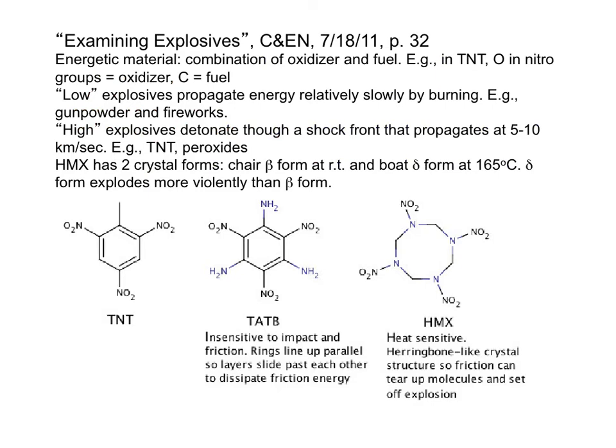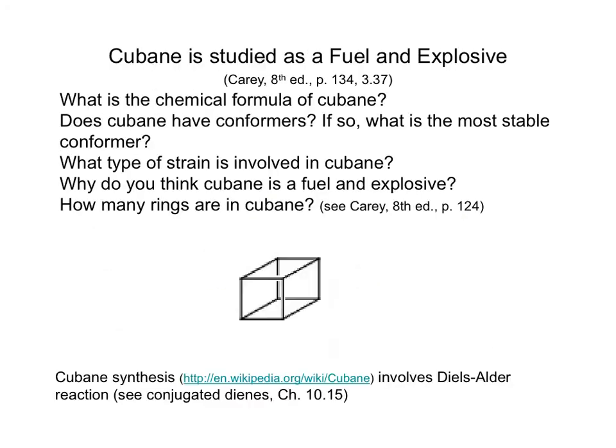Explosives have weak bonds which do not require much energy to break. When these weak bonds break, products will form which release a lot of energy. The explosive HMX has 2 crystal forms, a chair form and a boat form. Note that the boat form explodes more violently than the chair form. I heard that HMX was first produced in Britain. HMX stands for Her Majesty's Explosive.